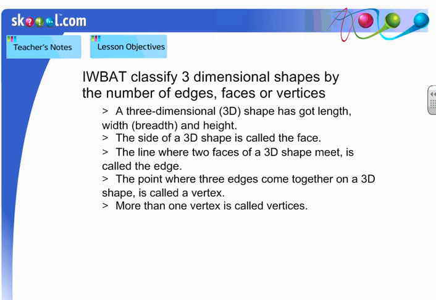A three-dimensional shape has length, width, and height. In this case, width can also be used with the term breadth. Those two words mean the same thing. They are synonyms. The side of a 3D shape is called the face. The line where two faces of a 3D shape meet is called the edge. The point where three edges come together on a three-dimensional shape is called a vertex, and more than one vertex is called vertices. So those are some definitions that you're going to want to have written in your notes so that you can refer back to them later on in the presentation.